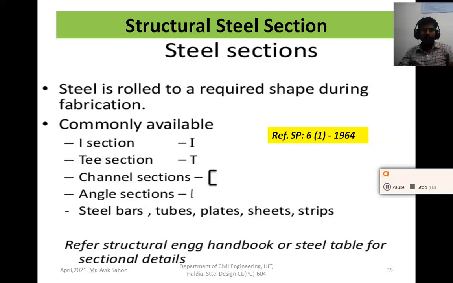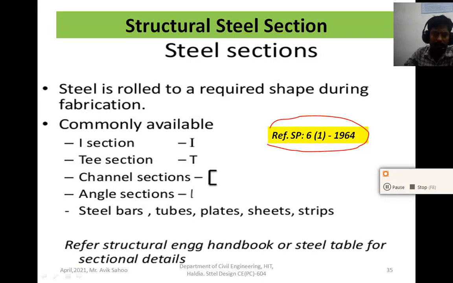Next I'm going to discuss the structural steel sections which are used in steel structures and are available in the market. Using these available sections, you design the steel members. So what are the sections and how do you get them? Using the reference code, you can get the sectional properties.